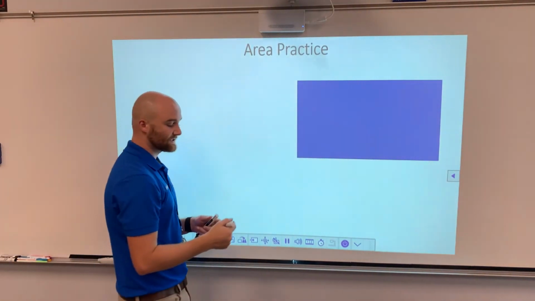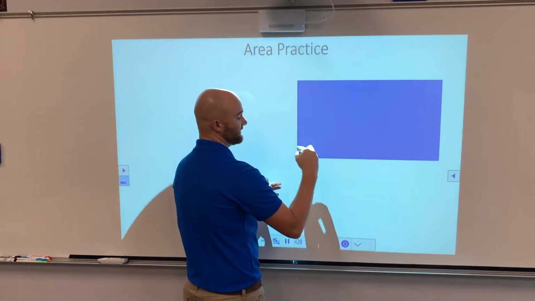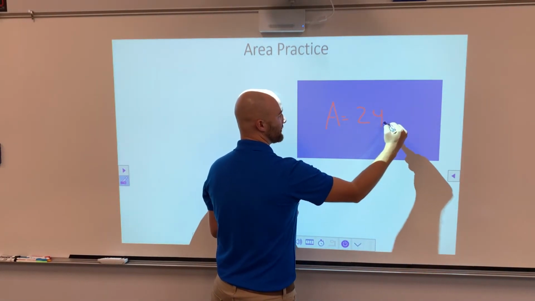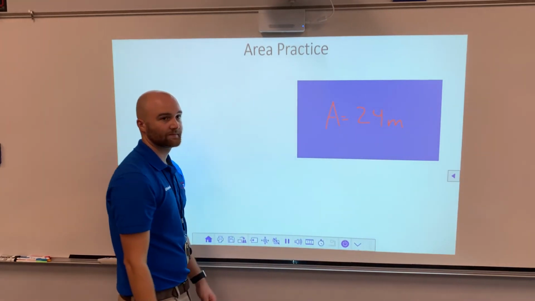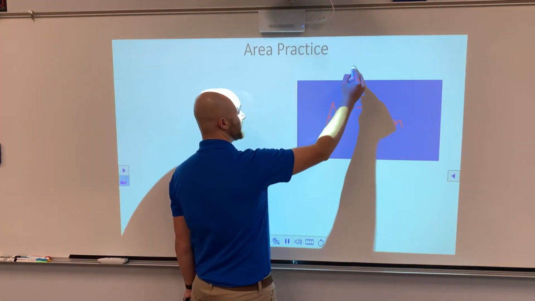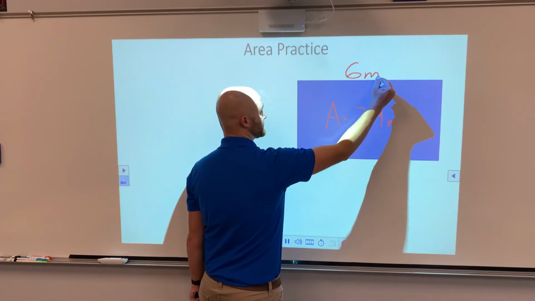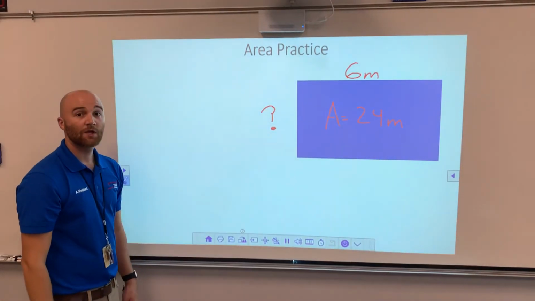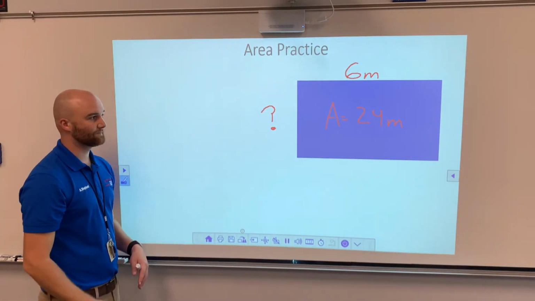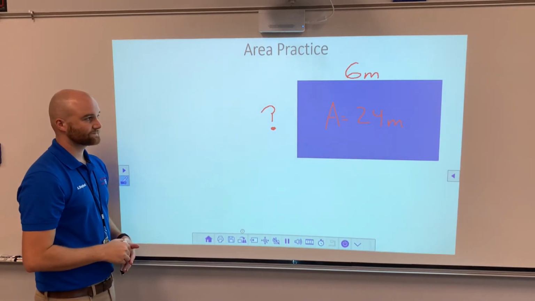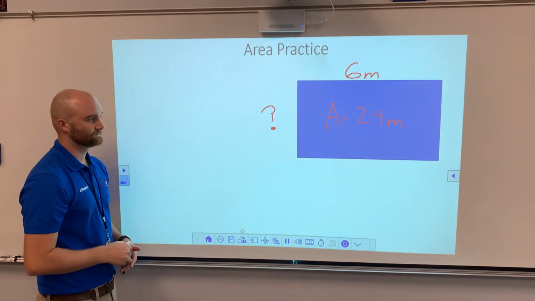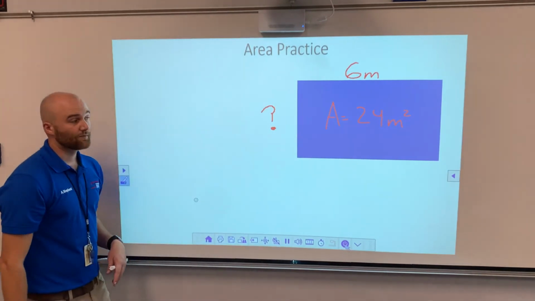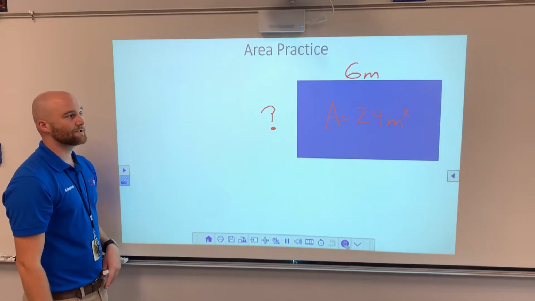This time, let's say I know that the area is 24 meters. And I tell you that this side is 6 meters. How would you figure out what this side is here? Go ahead and pause the video and see if you can figure it out. Okay, so let's go ahead and see how we solve it.